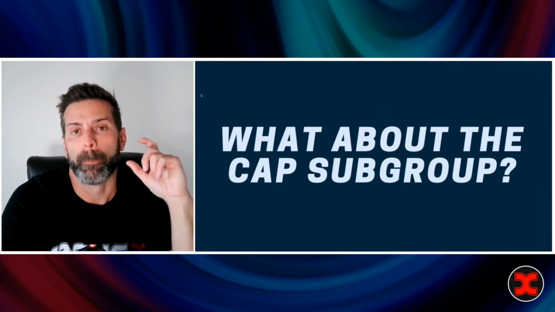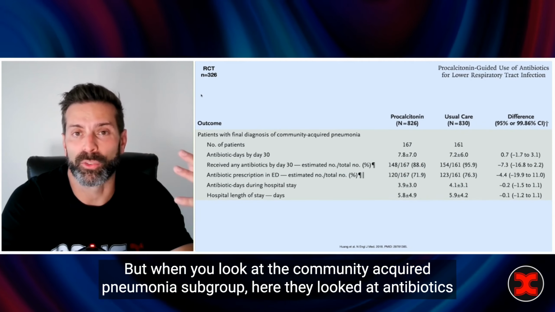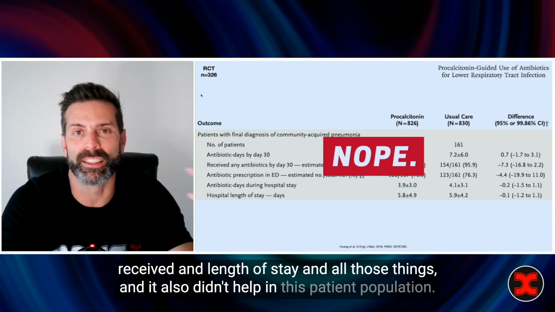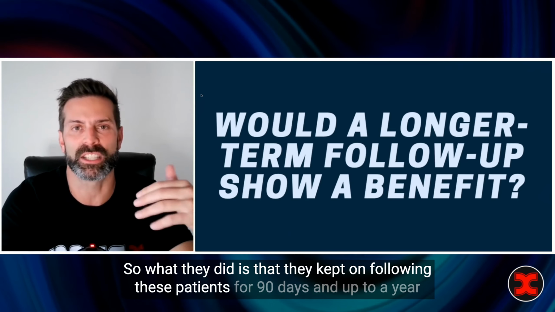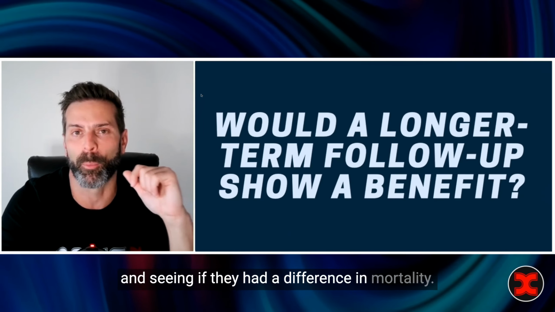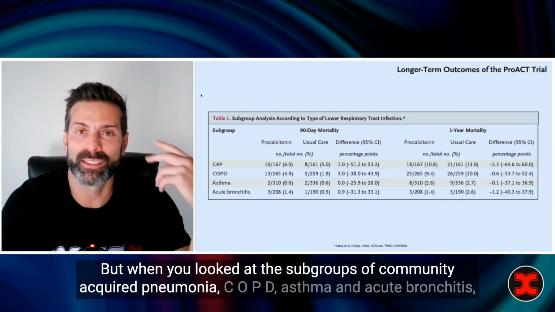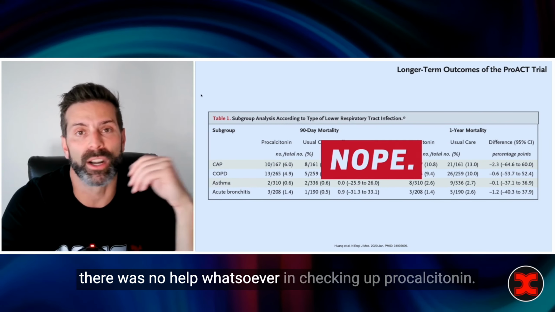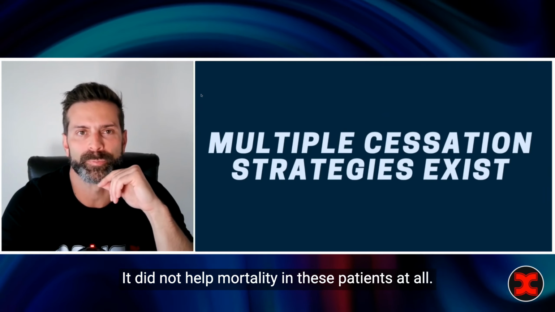But when you look at the community-acquired pneumonia subgroup, here they looked at antibiotics received and length of stay and all those things, and it also didn't help in this patient population. So what they did is that they kept on following these patients for 90 days and up to a year and seeing if they had a difference in mortality. But when you looked at the subgroups of community-acquired pneumonia, COPD, asthma, and acute bronchitis, there was no help whatsoever in checking a procalcitonin. It did not help mortality in these patients at all.